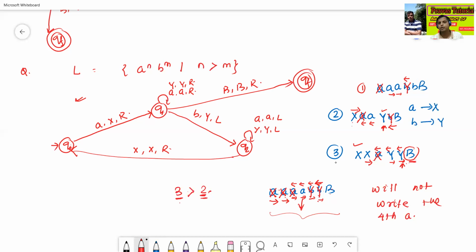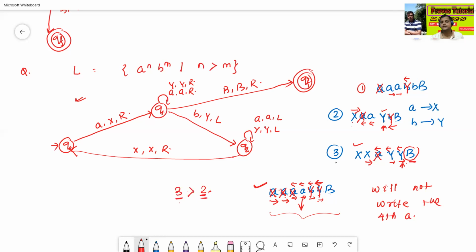But here there are 4 A's, so there is no need for the Turing machine to write the fourth A, because if the Turing machine reads only one extra A as compared to the total number of B's, then the Turing machine already knows this string is valid. So there is no need to write the fourth A.